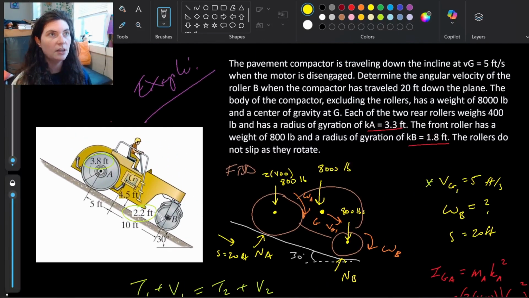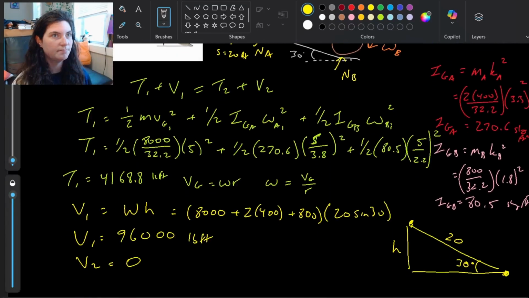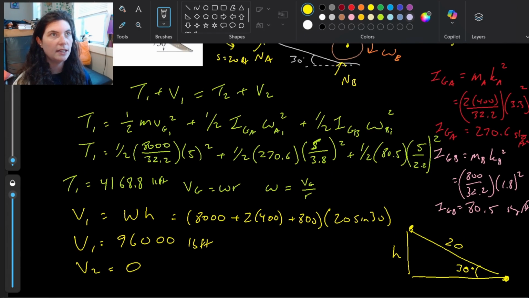We're trying to find what the angular velocity is for roller B after it's traveled that 20 feet. So again, we're going to use this same T setup, this same kinetic energy setup that we had right here. We're going to use this exact same equation, just now all for final values instead of the initial values.